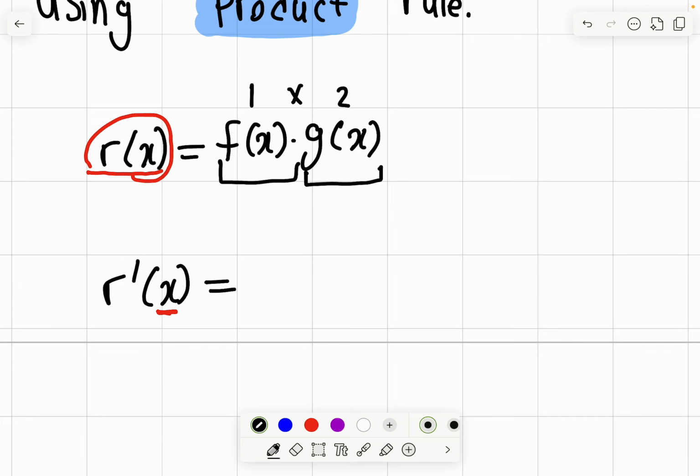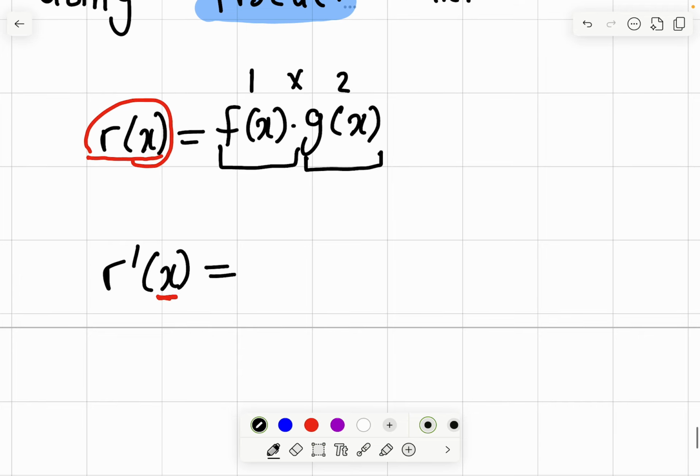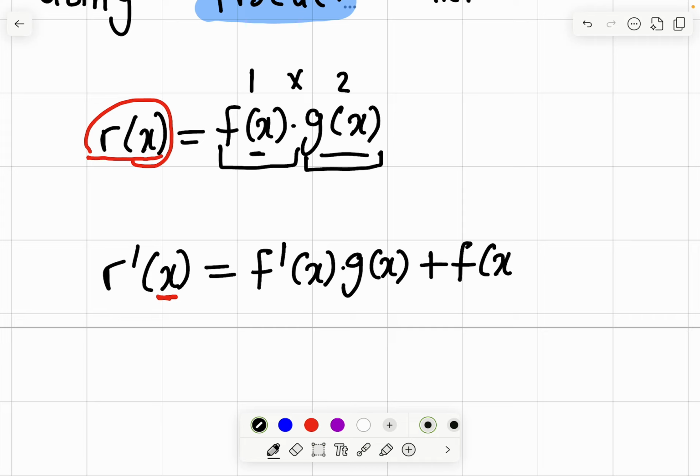The derivative of that product: we are going to derive the first function, multiplied by the second function. You don't derive that second function. Then you say plus. You keep the first function, you don't derive it, then derive the second function. That's how you derive using the product rule.